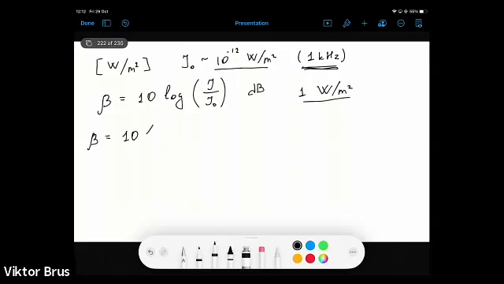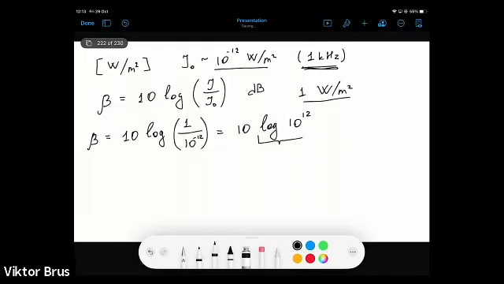So 10 times logarithm. Then we have unity here, and here we have 10 to minus 12. So eventually we will get 10 times log 10 to 12. What will this part be equal to? Any ideas?